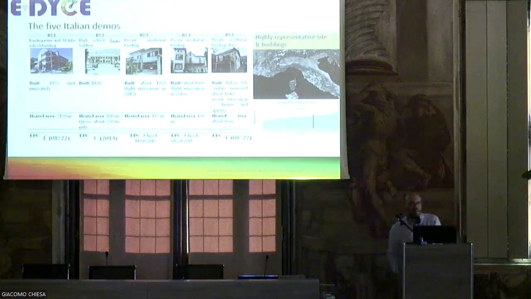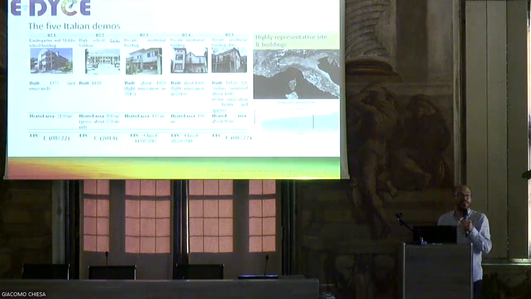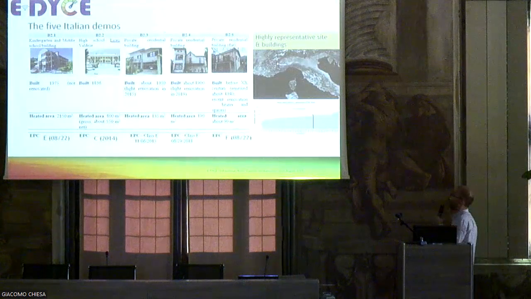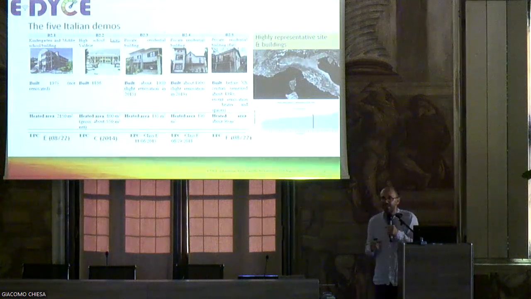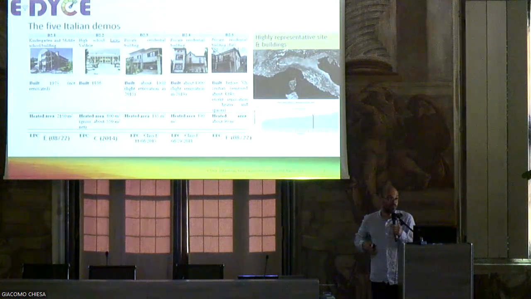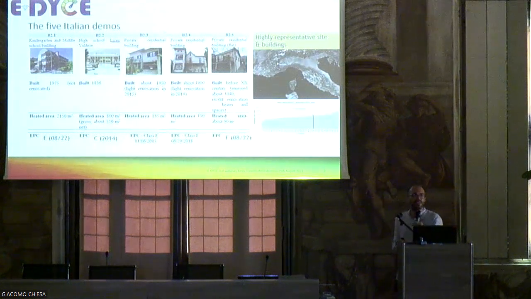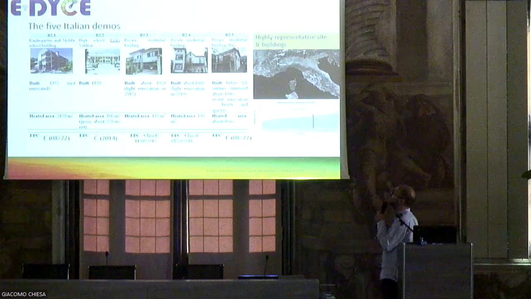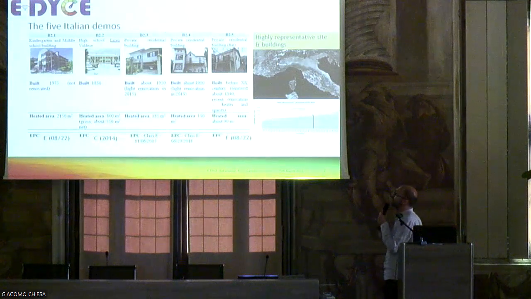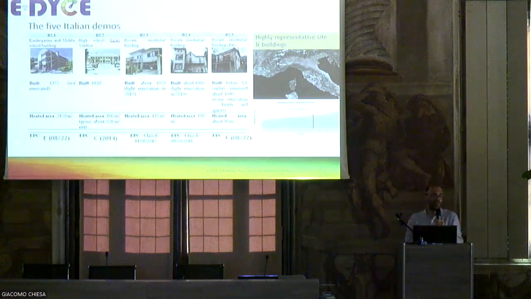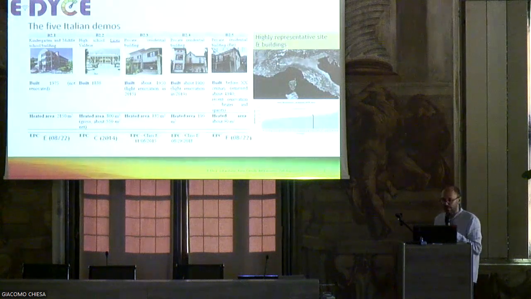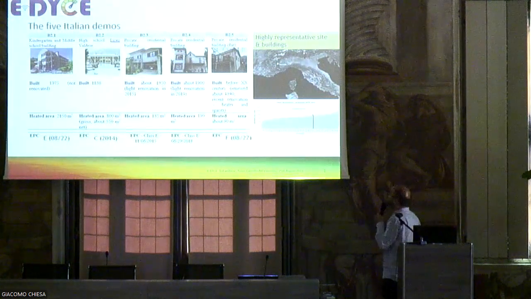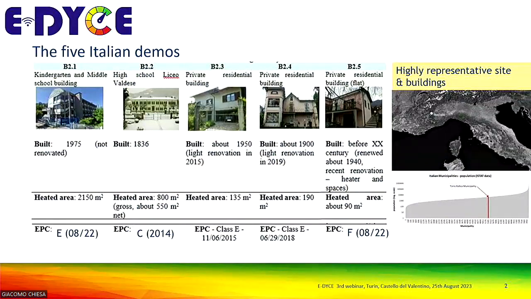Okay. So regarding the Italian demo cases, we only remind that we have 5 buildings. We already shortly introduced it in the first webinar, so you can also recheck it online on the EDYCE web pages. We have 2 school buildings, one is public, and 3 residential demo cases. They are all located in Torre Pellice, which is a medium to small municipality near Turin.